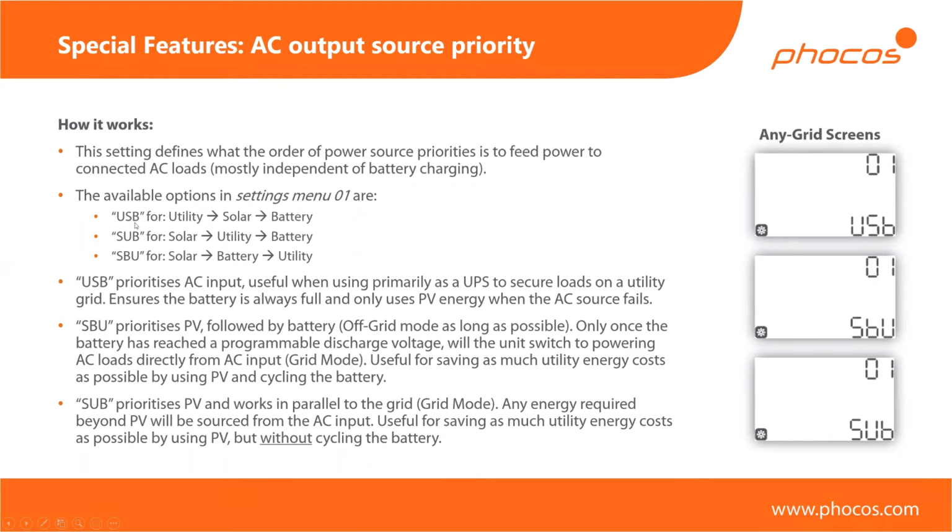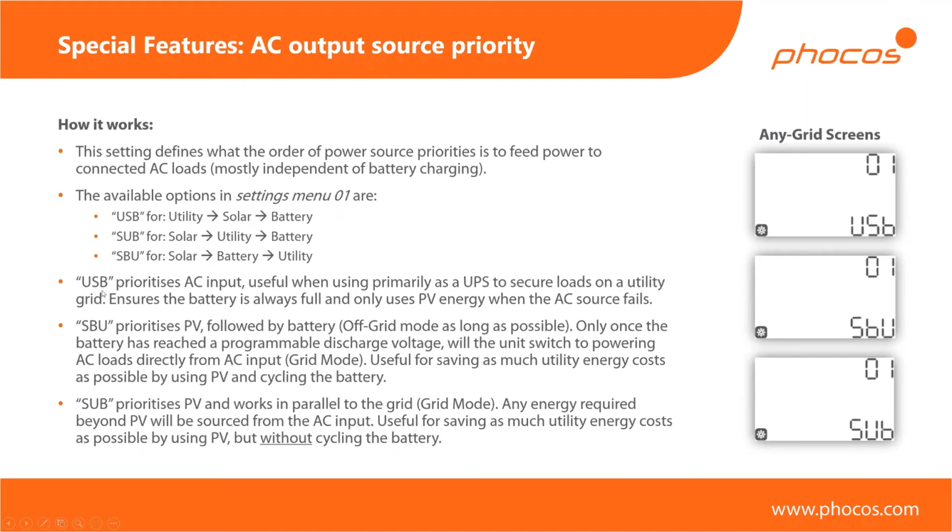The first one is USB, which stands for Utility Solar Battery. Utility could also be a genset, of course. The second one is SUB, which is Solar Utility Battery. And the last one is Solar Battery Utility, or SBU mode. So you can see these 3 modes being shown in the settings menu. And on the top, you can see which menu number this is. We have about 35 different settings we can set. So you can see this is the first one. This is obviously an important setting because this basically defines a lot of the behavior of the AnyGrid.